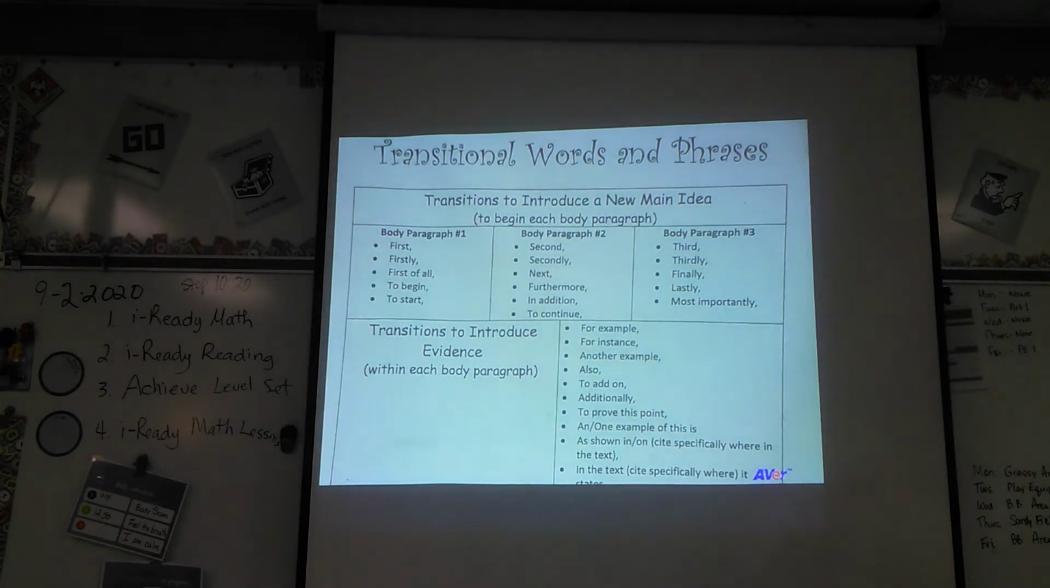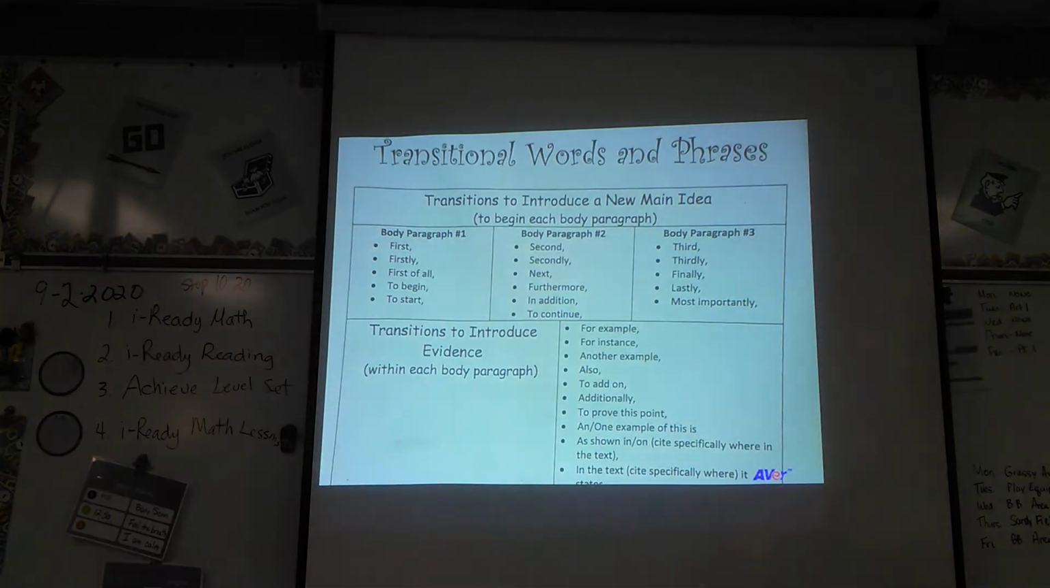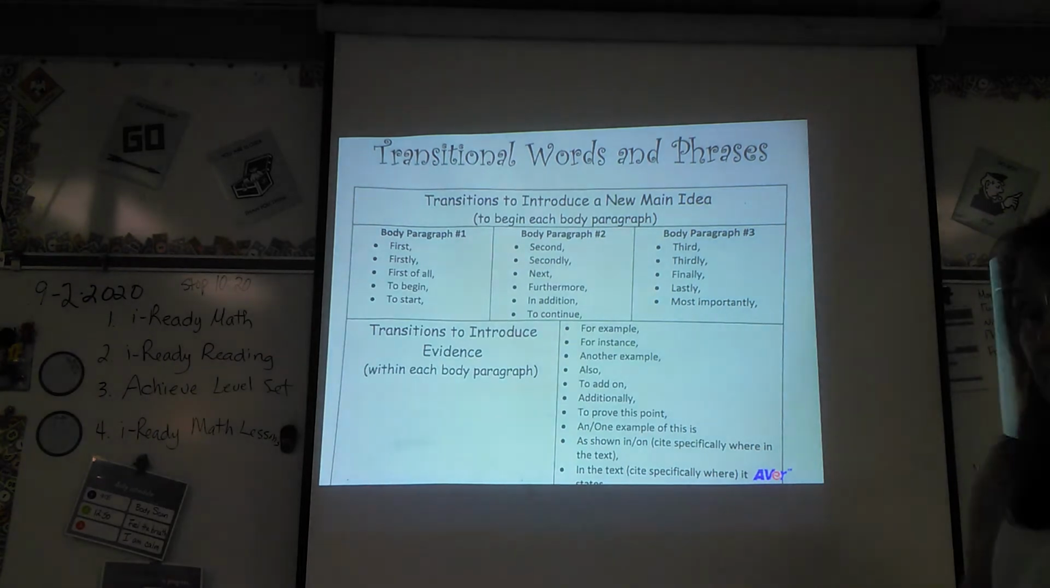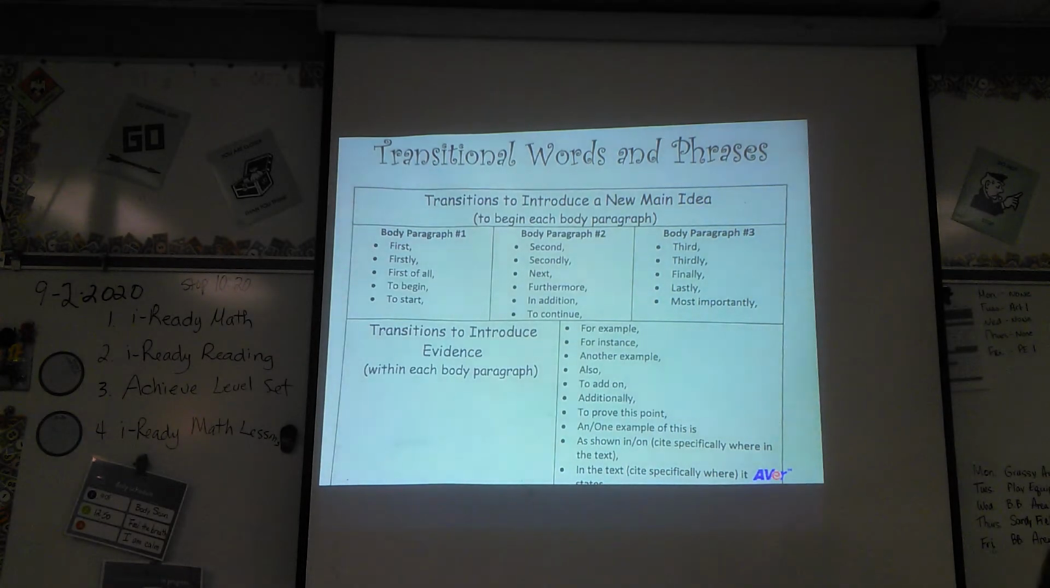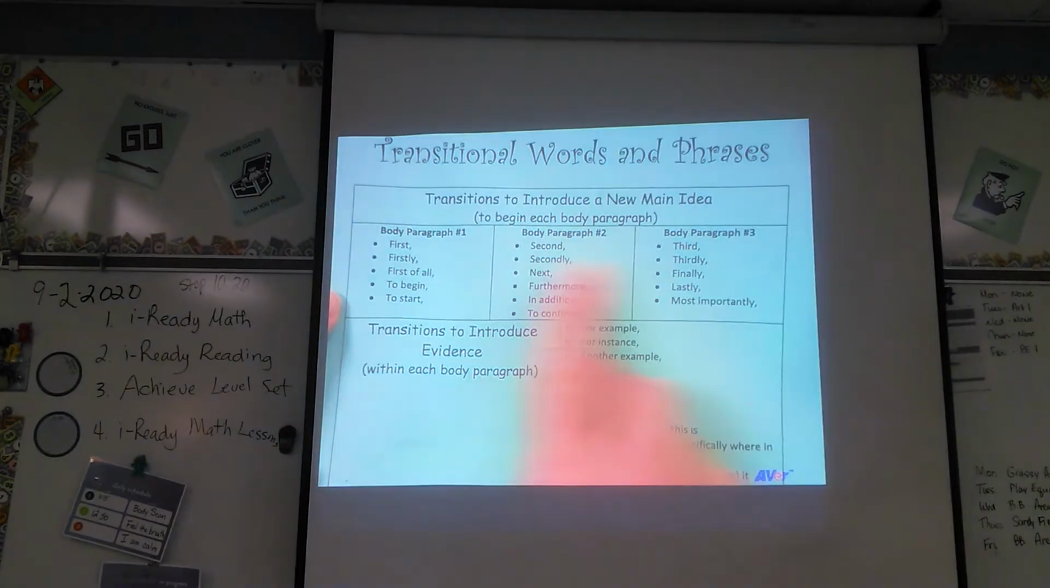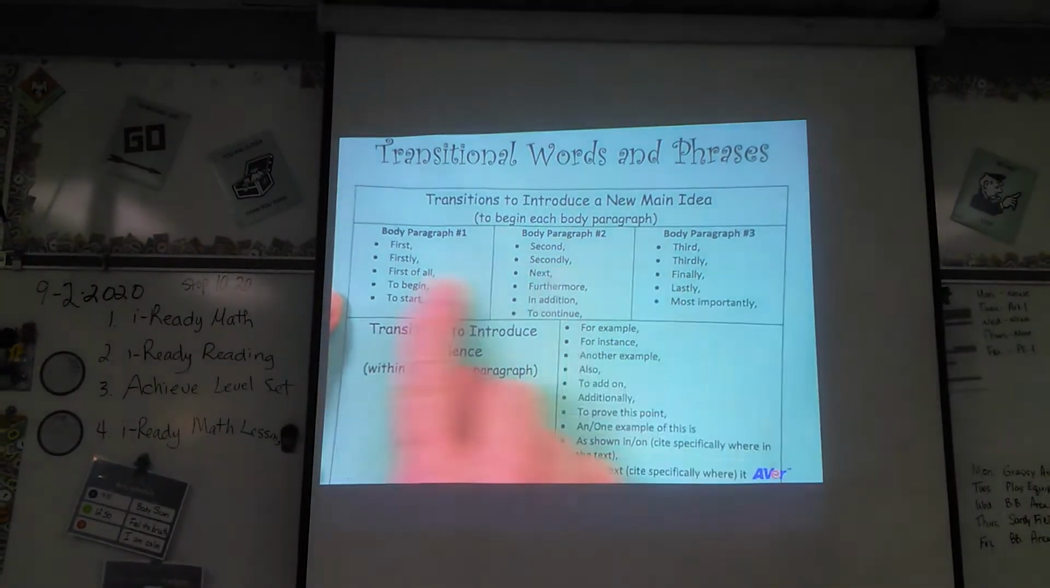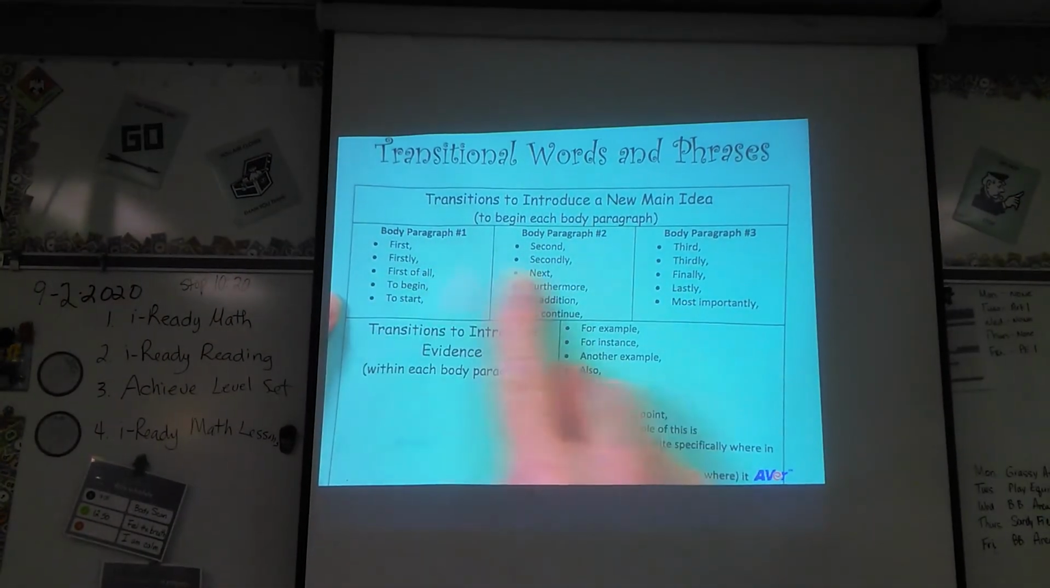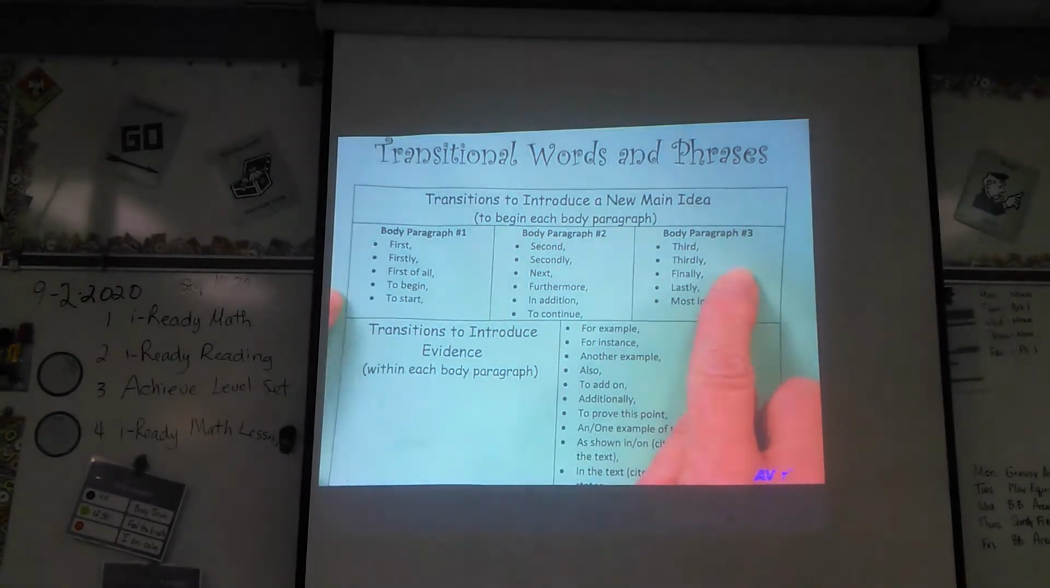Okay, so the very first thing I hope you remember, when we looked at that essay about the 4th of July, is that one of the things we noticed was that each of the body paragraphs began with a transitional phrase. And if we look at this row right here, these are transitional phrases to start your body paragraph.